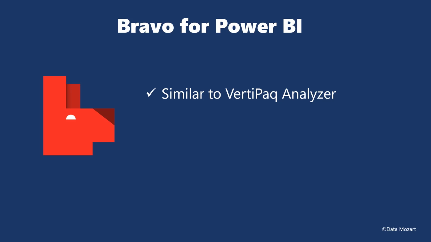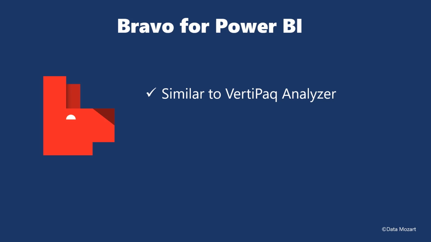Remember when I told you that the initial step in the data model size optimization should be the removal of unnecessary columns? Bravo for Power BI will be your best friend in performing this task, as it will show you which columns within your data model are not being referenced. Based on that quick insight, you may decide what to do with these columns. But that's a great first step in the data model size optimization workflow.